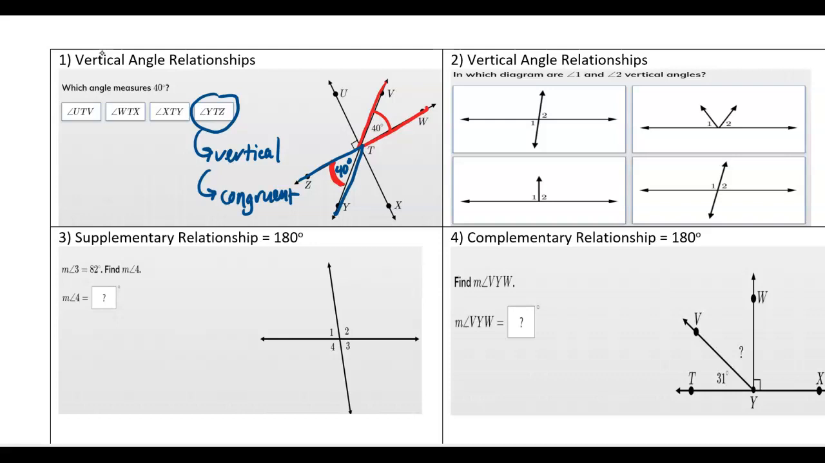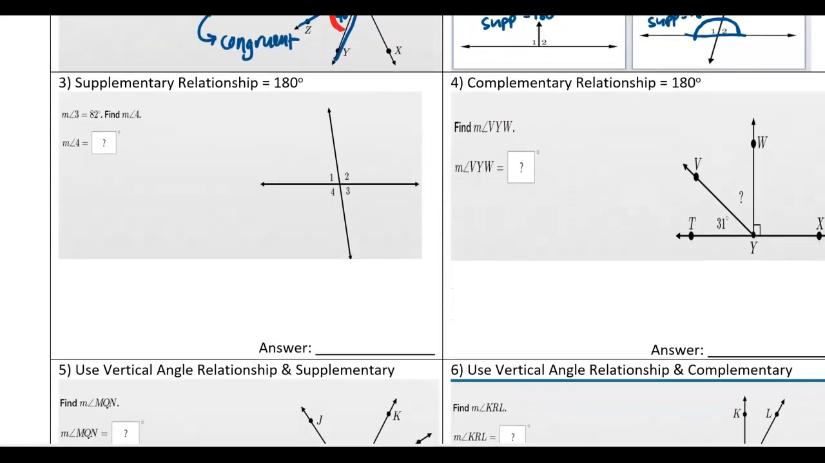In which diagram are 1 and 2 vertical angles? So again, here we have supplementary angles because they exist on a straight line, so those are equal to 180. Here we just have adjacent angles that are next to each other. Here again we have supplementary angles because, again, you can kind of form this half circle that equals 180. And here you finally have vertical angles. They are across from each other, or kind of diagonal. So if this is, say, 50 degrees, this is also 50 degrees. So these are vertical, and that would be your answer.